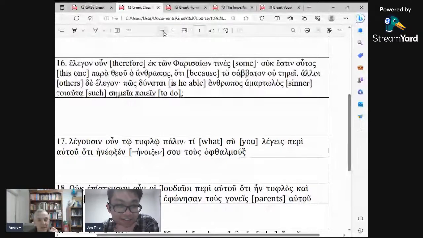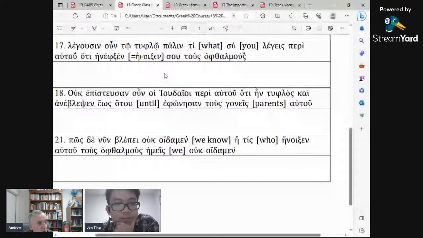Legousin oun to tuphlo palin, ti su legeis peri autou hoti enoixen sou tous ophthalmous. And we'll translate this as follows. Legousin, they say, oun, therefore, to tuphlo, to the blind man, palin, again, ti, what, su, what do you say, or what are you saying, peri autou, about him, that he opened sou, your, tous ophthalmous, eyes. They say to the blind man again, what do you say about him? That he opened your eyes?